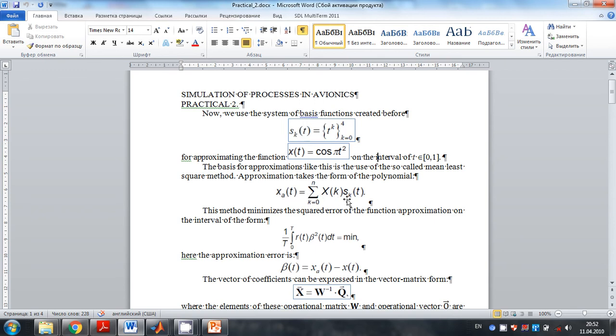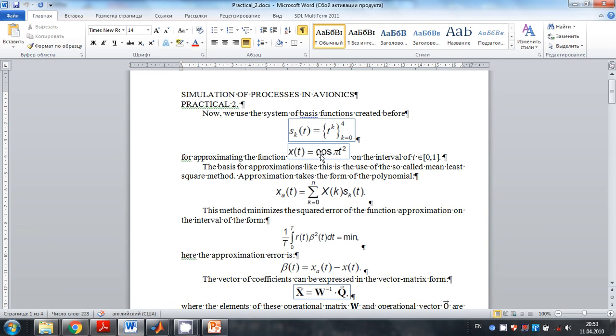X capital sub k here are the coefficients of these terms in the polynomial. K runs from 0 to n. K runs from 0 to 4. N equals 4 in our case. So basically, to find a decomposition of signal x of t, which is equal to cosine of pi times t raised to the second power, we need to find some coefficients.